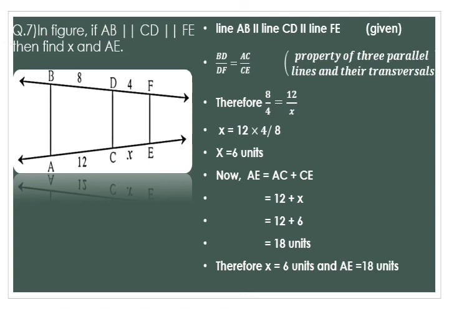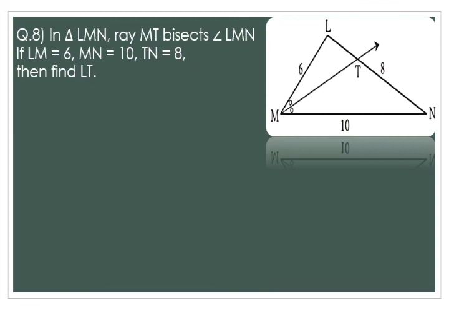Now the last question, question number 8: In triangle LMN, ray MT bisects angle LMN. If LM is equal to 6, MN is 10, and TN is equal to 8, then find the value of LT. Here LT is unknown. First of all, we write what is given: in triangle LMN, ray MT bisects angle LMN.